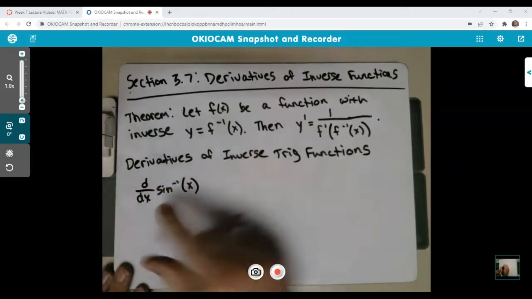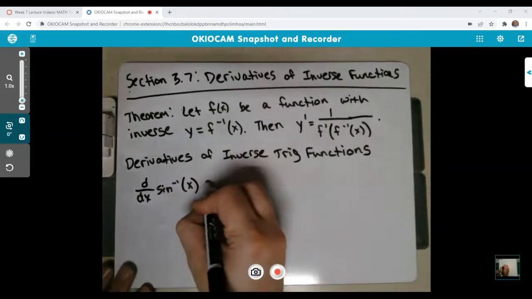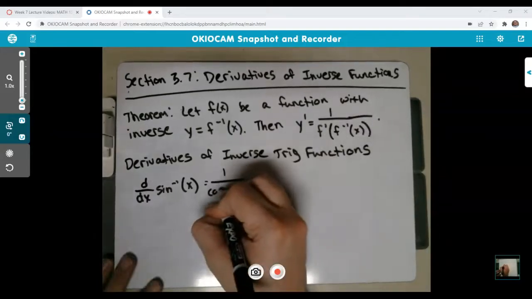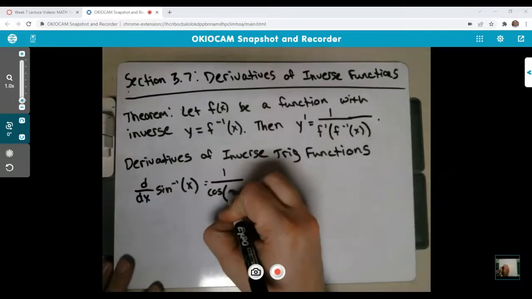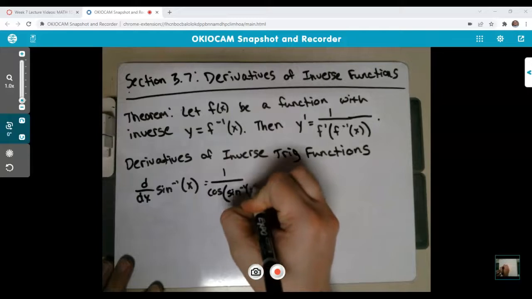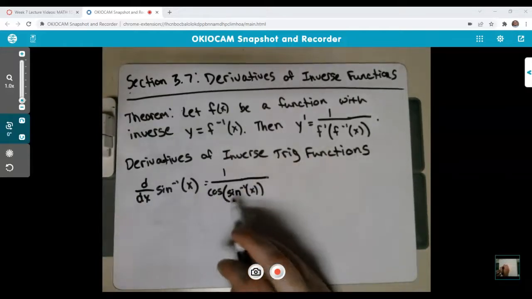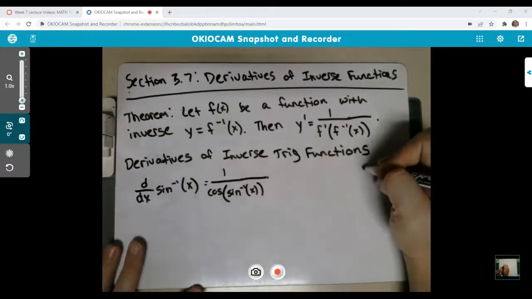So I'm going to do this using this rule I wrote down here, okay? So it's going to be 1 over the derivative of the sine, which we already know is cosine, at the inverse. So at inverse sine of x. So to figure out what this is, I need to know what the cosine of inverse sine of x is, okay? So let's look at that.